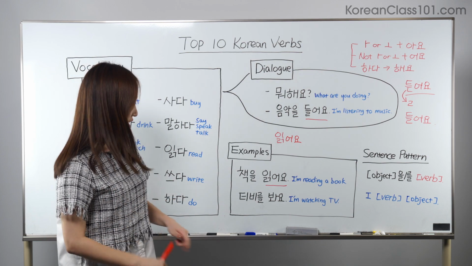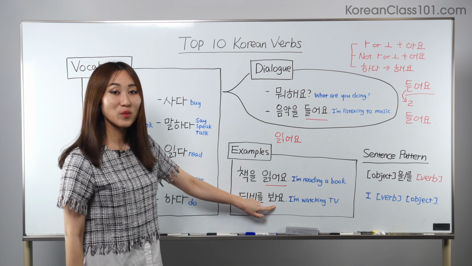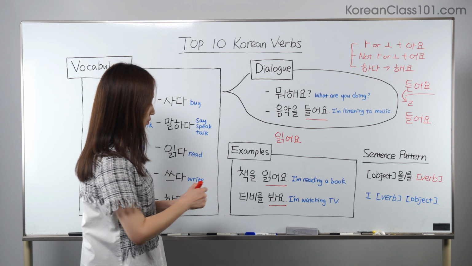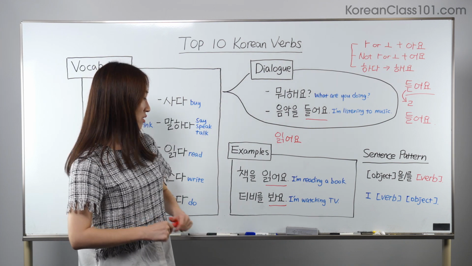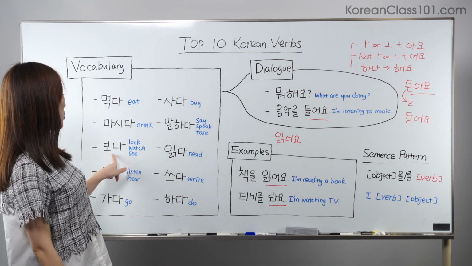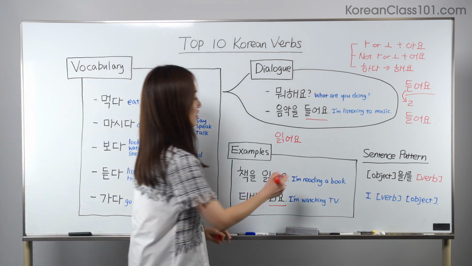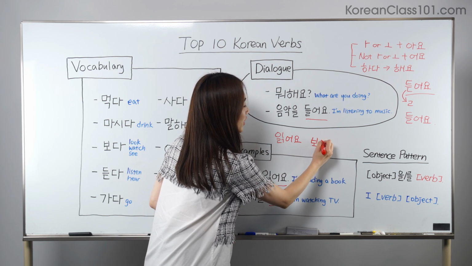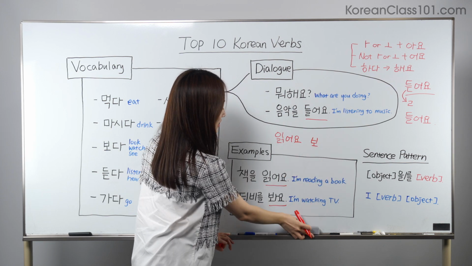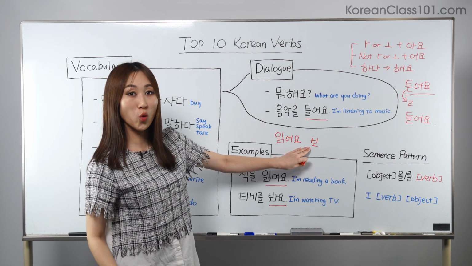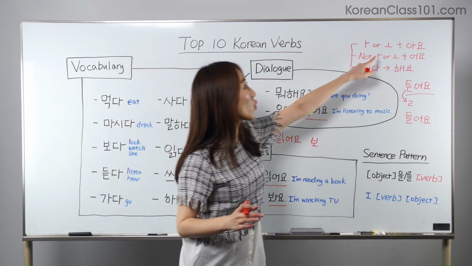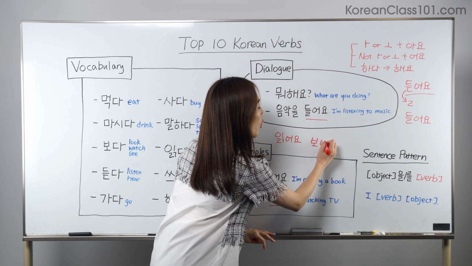I'm reading a book. How about this? TV를 봐요. What is the verb? The verb is 봐요. What is watch? To watch in Korean is 보다. Remove 다 at the end. Then you only have 보. What is the vowel sound? 보, 오. It's an O sound, right? So you say 보아요.